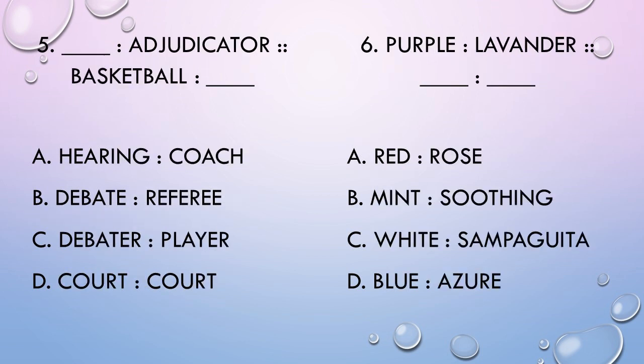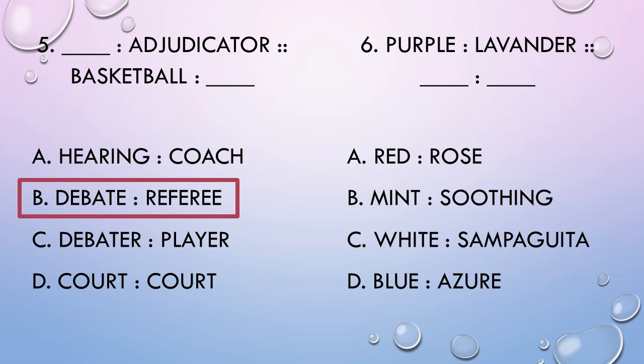Number 5. Blank adjudicator, basketball, blank. In here, we were given a judge of an activity and an activity. Since activity is placed first, we have to know the activity that an adjudicator judges. An adjudicator judges a debate. Therefore, the answer for number 5 is letter B.